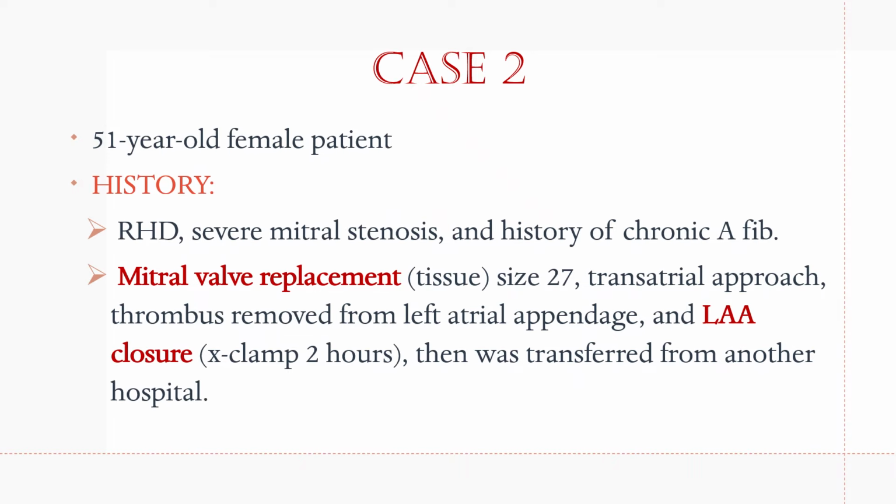The second case is a 51-year-old female, rheumatic heart disease, mitral stenosis, history of chronic atrial fibrillation. She had mitral valve replacement with a tissue valve, size 27, through a transatrial approach, and the thrombus was removed from the left atrial appendage with left atrial appendage closure. The cross-clamp time was 2 hours, and she was transferred to the ICU.